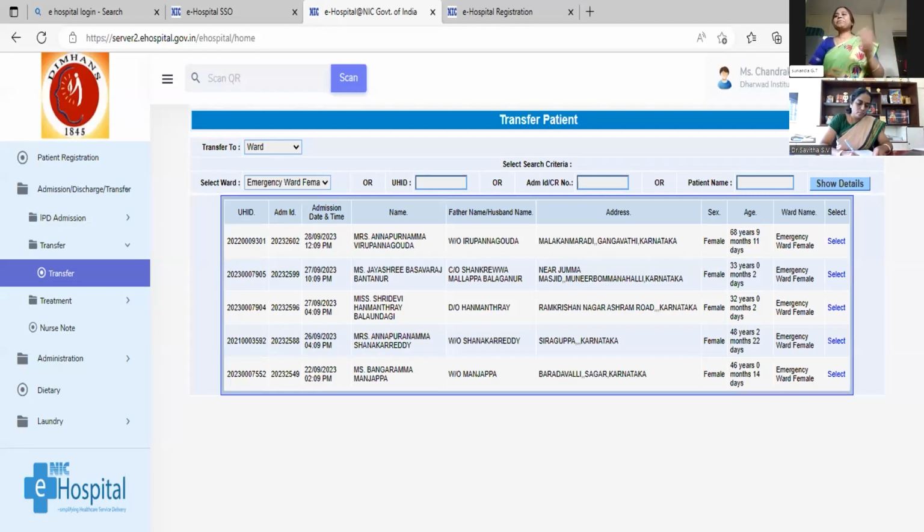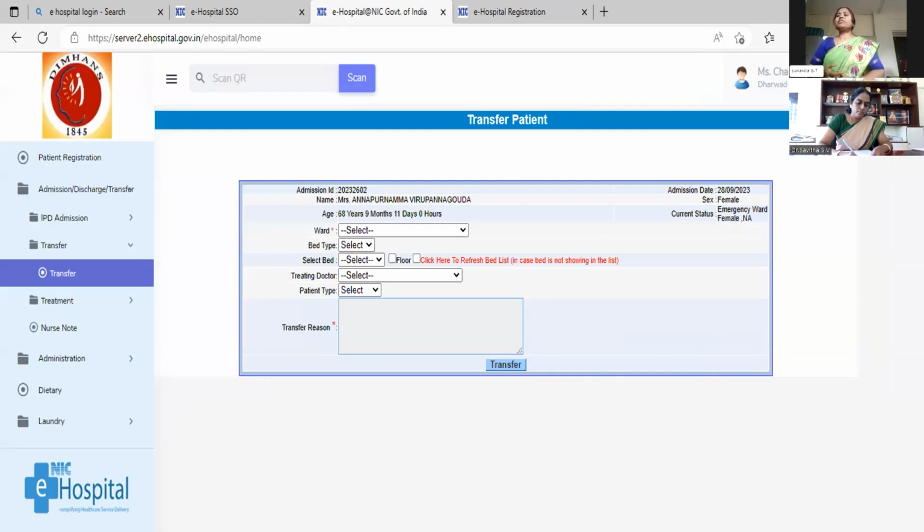Next slide, please. This is how the transfer procedure takes place. When you want to transfer the patient, this is the form you have to fill in on the computer: which ward you are shifting to, what type of bed the patient requires, maybe a high-dependency bed, and select the bed, the treating doctor, who is the treating doctor in your ward, once the patient is shifted to the other ward, and the patient type. In our hospital, the patient type is voluntary admission, involuntary admission, or de-addiction admission; those types are there, and we write them in. So the next slide, please.